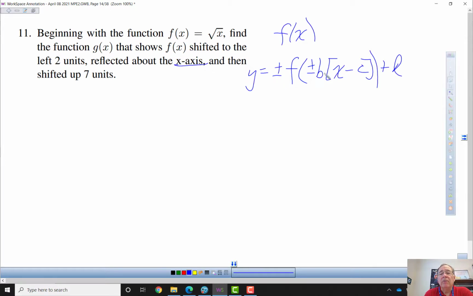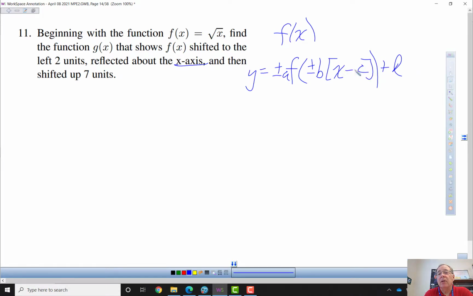A negative sign in front of the x reflects over the y-axis. We're not doing that here. Oh, and there's an a in here. So an a is a vertical shrink or stretch. A b is a horizontal shrink or stretch. C is a shift left or right.